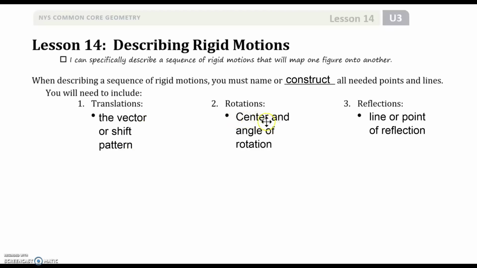For the rotation, you do need the center of rotation and the angle of rotation, which will either be the name of it if it's on the regular plane or the degrees if it's something on a coordinate plane. And for the reflections, which is either a line or a point of reflection, you'll need to name that, either the name of it or the equation or coordinates, depending on whether it's on the regular plane or the coordinate plane.